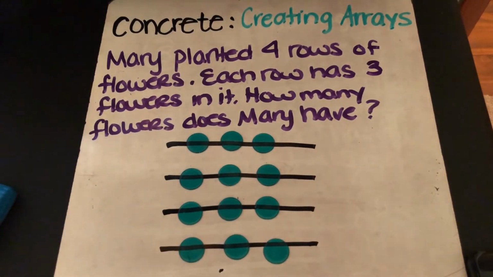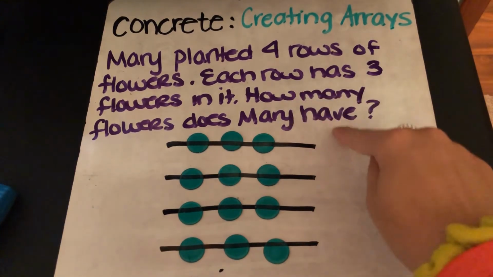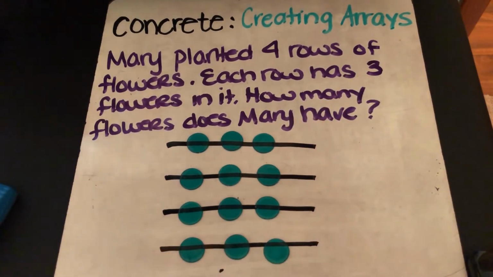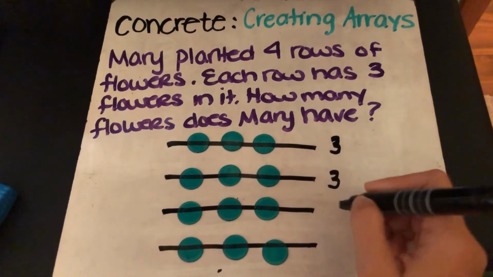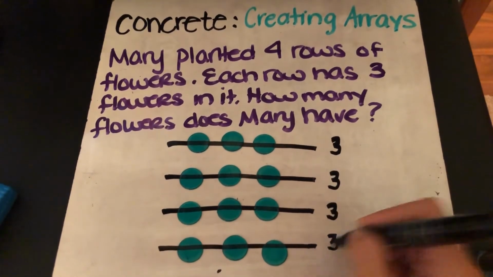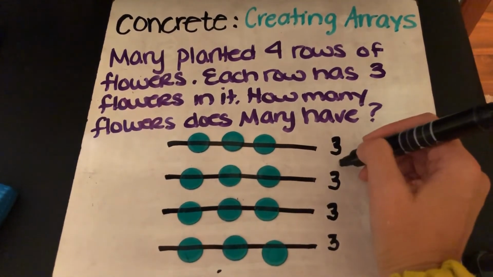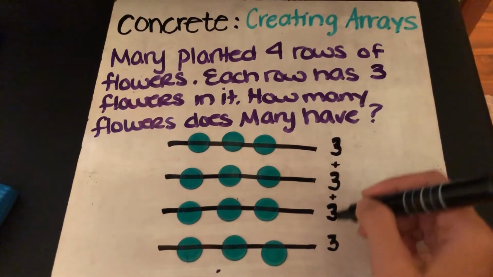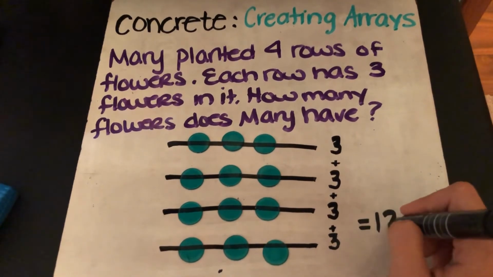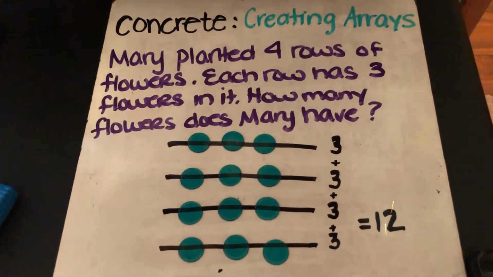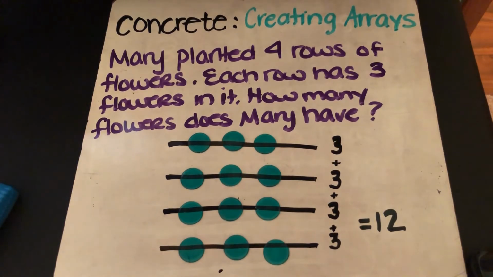So now I have an array that is a 4 by 3. So this is saying that we have 3, 3, 3, and 3. So repeated addition here is saying 3 plus 3 plus 3 plus 3, which equals 12. So we know that Mary has 12 flowers altogether. Next, we're going to go ahead and move on to the representational phase of the CRA approach.